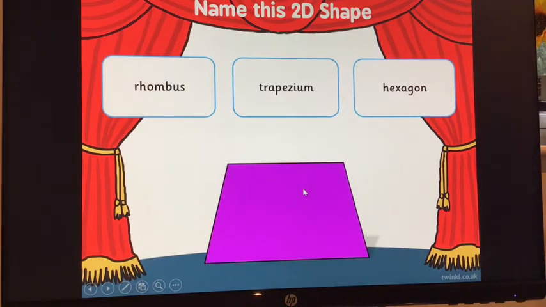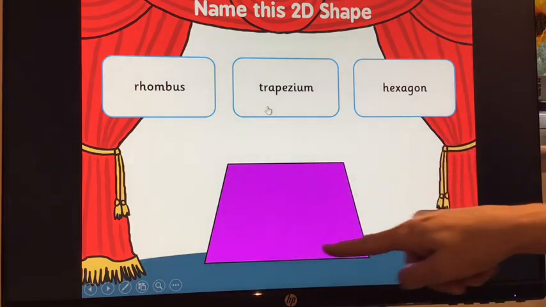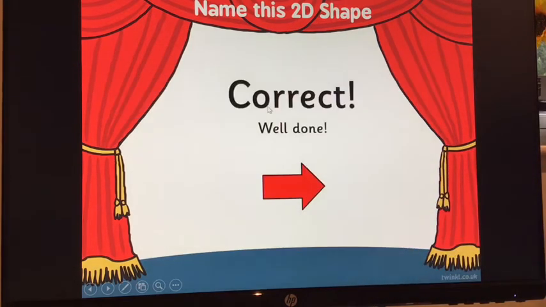Is this a rhombus, a trapezium, or a hexagon? And this looks a bit like a trapeze. It is a trapezium, which is a quadrilateral, but it only has 1 pair of parallel sides. That's these here. And on to the next one.